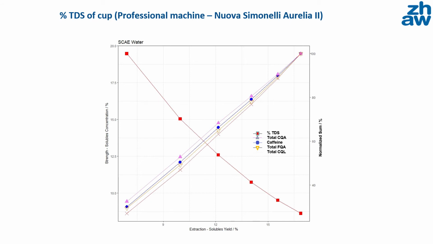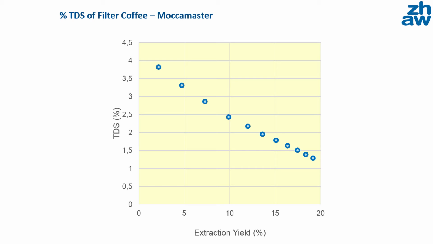And here are different compounds. And in the Mocha filter, we have kind of also, not totally linear, but right now that's where we are, the total dissolved solid.